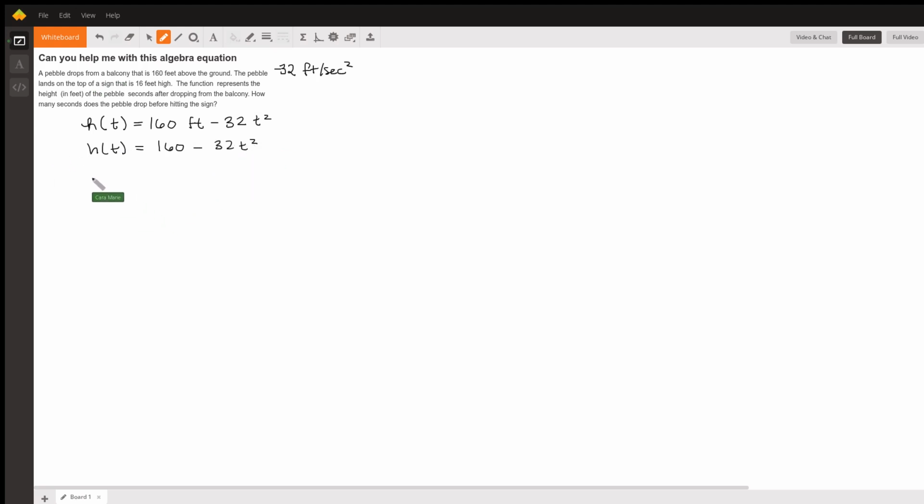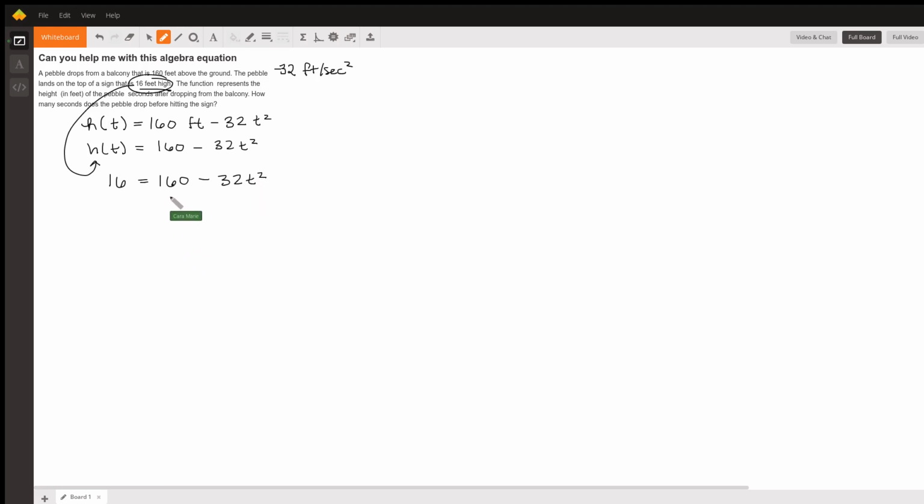Now this question is asking how many seconds it takes before the pebble gets to 16 feet high. So this is my y value that I'm going to plug in right here. 16 is equal to 160 minus 32t squared.